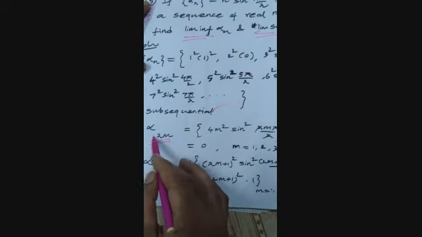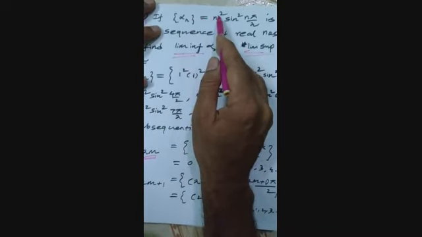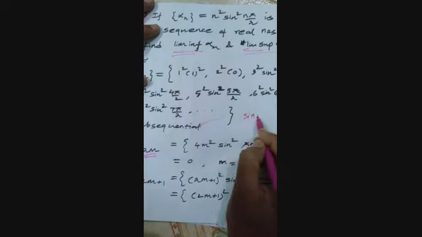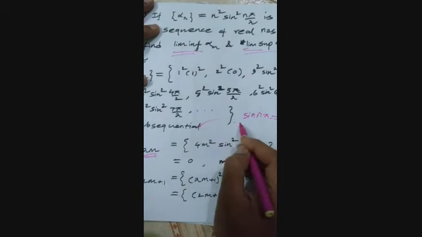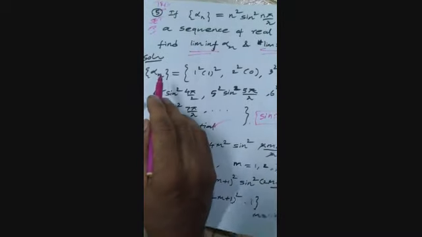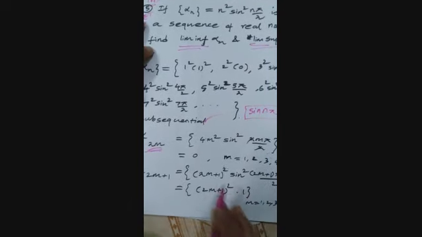Instead of n, I am substituting 2m. So 2m whole square, that is 4m square, sin square of 2m pi by 2, the 2 gets cancelled, sin square m pi, where m is a positive integer. We know this result very well: sin n pi equals 0. So when n is even, that is one of the subsequences, taking the limit, we get 0, the null sequence.